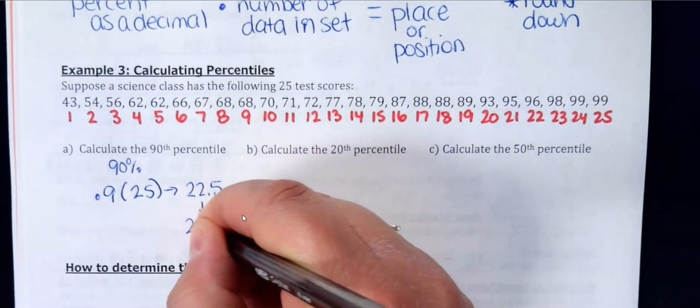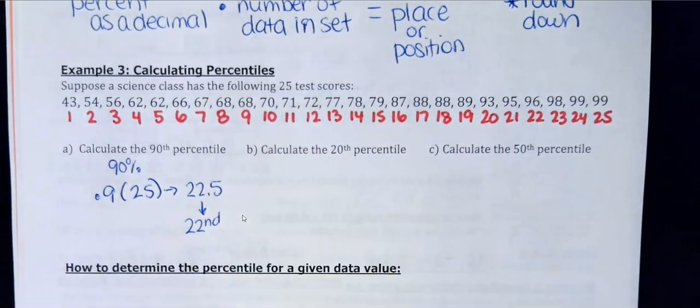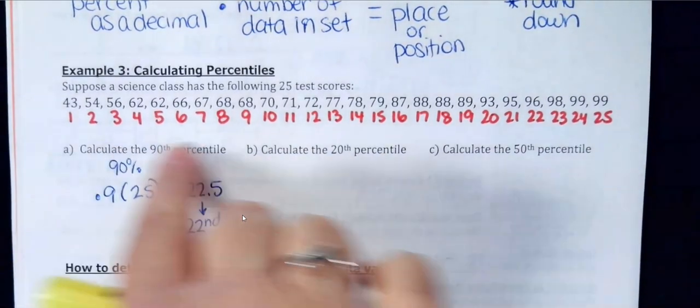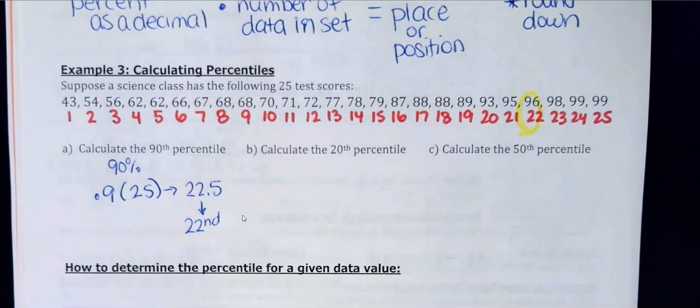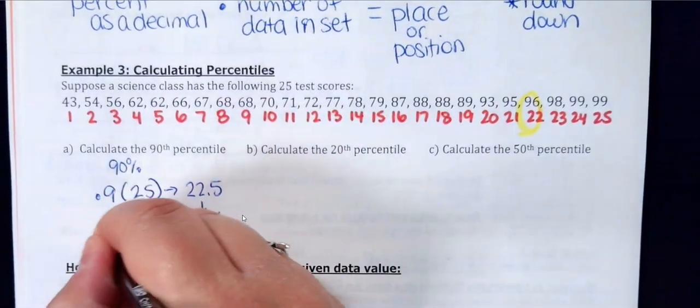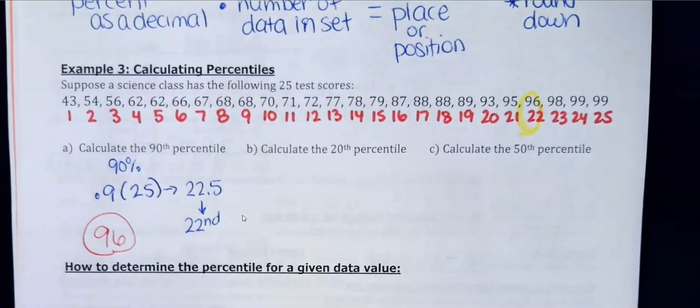And you're going to look for the 22nd number in that line. All right, so I've already got them numbered. The 22nd number in that line is 96. So my answer to this question, the 90th percentile, is that person that scored a 96, who scored better than 90% of the class, is what that would mean.